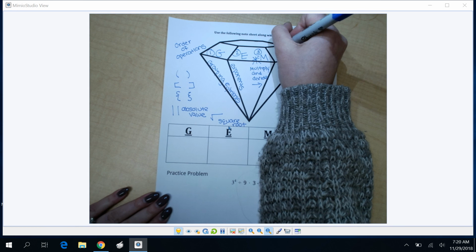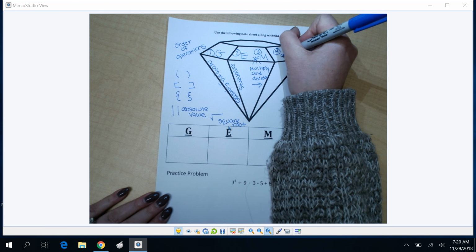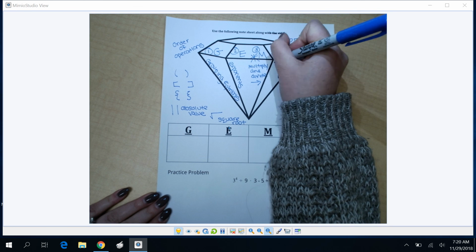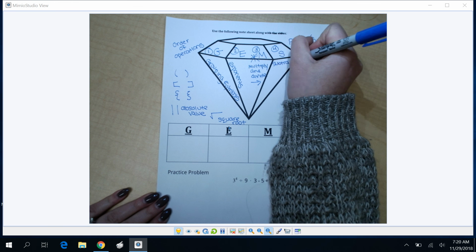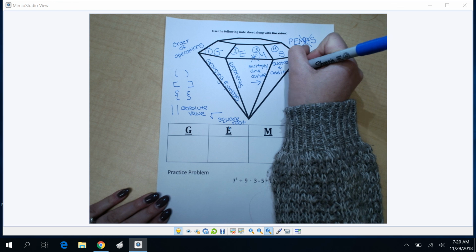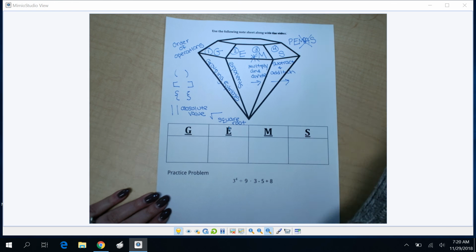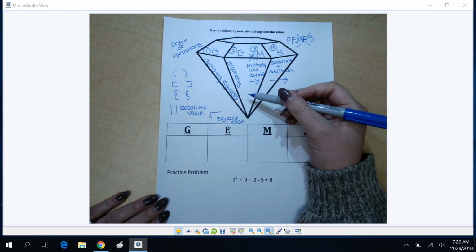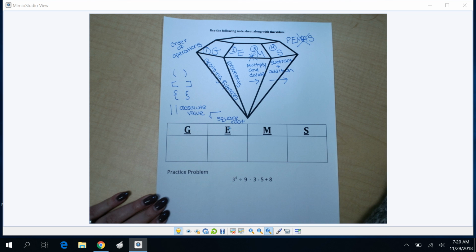And same thing for step 4, which is the S, which is the subtraction and addition. So same thing, it's from left to right. Whatever's on the left-hand side you want to solve first, and then move your way over to the right-hand side, just like if you were reading a book.